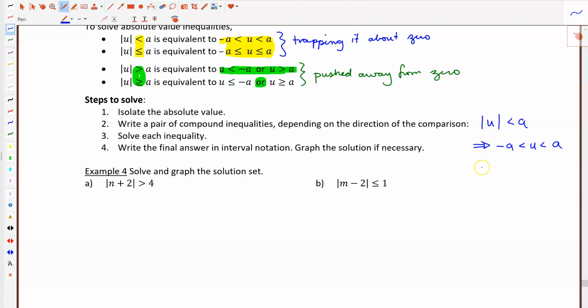If you have the greater than case, so the absolute value of u is greater than a, that is going to be equivalent to setting up two cases. And because I have two separate cases, just like I did with the equation stuff, I like to do it on the inequality stuff as well. Here are my two cases. The first case is u is greater than a, and the second case is u is less than negative a.